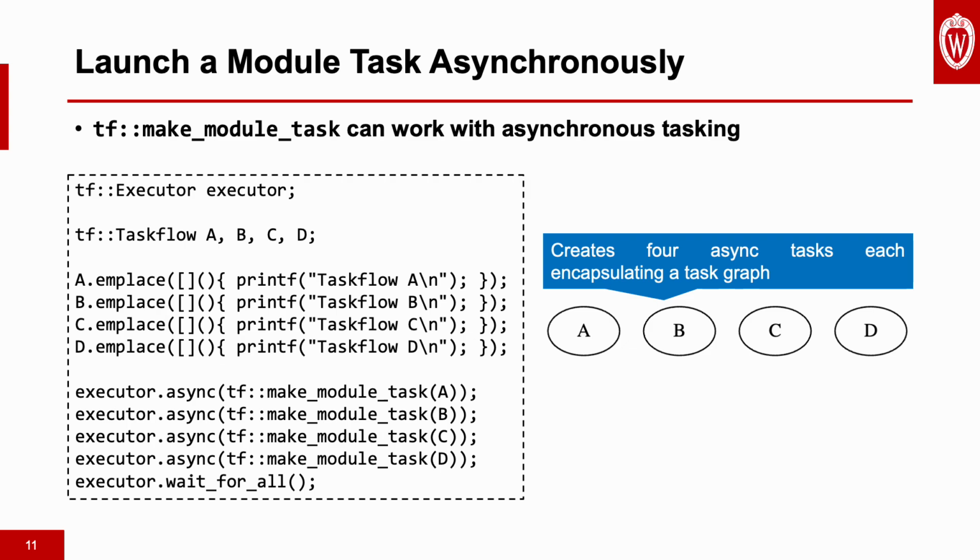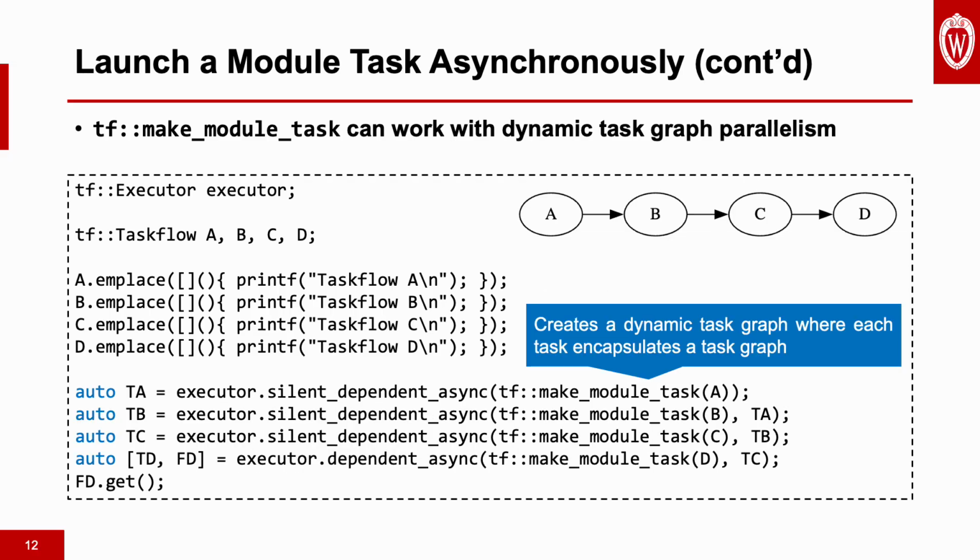task asynchronously. For example, here I have four task flows, A, B, C, and D, each with a single task that prints its task flow's identity. Then I use the function tf_make_module_task to create four modular tasks and assign each to an asynchronous execution. As you can see, these four task flows are executed asynchronously without creating another task flow to encapsulate them.